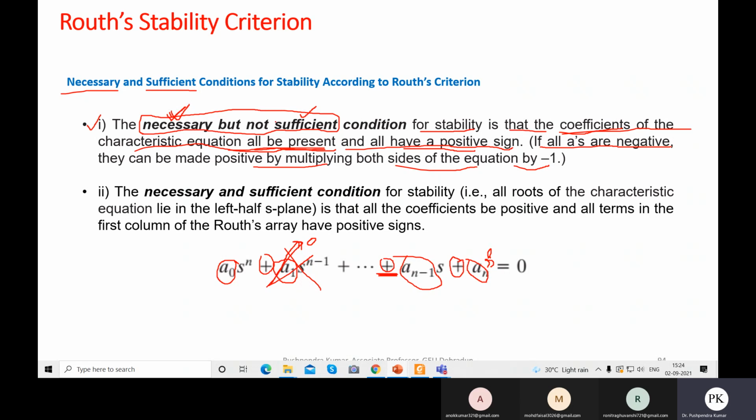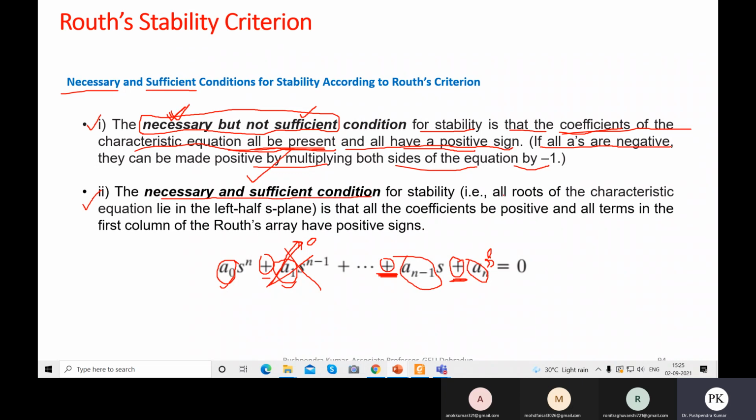In case this first condition is satisfied, that all of a1, a2, an-1 are present and all are positive also, then we can say that we satisfy the first condition, but we cannot predict whether the system will be stable or not. To verify that, we go to the next condition, that is called the necessary and sufficient condition.